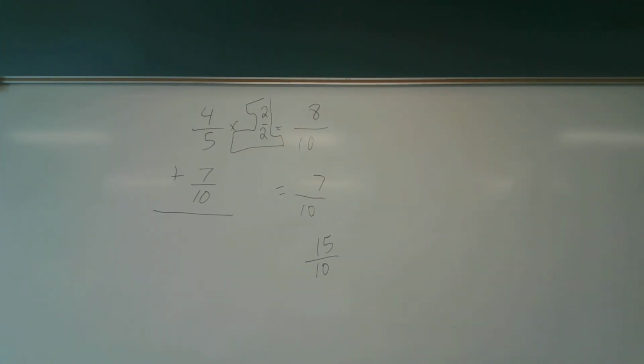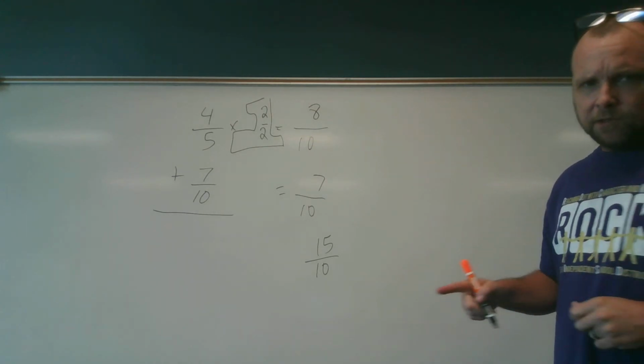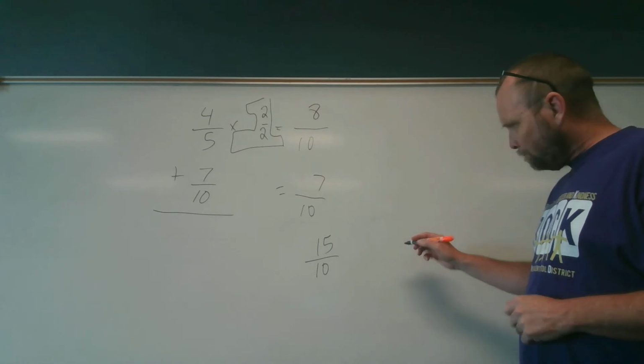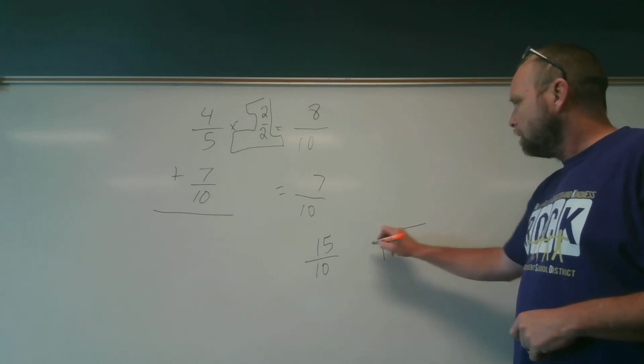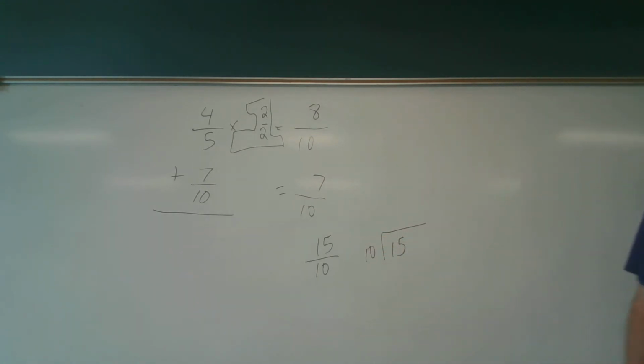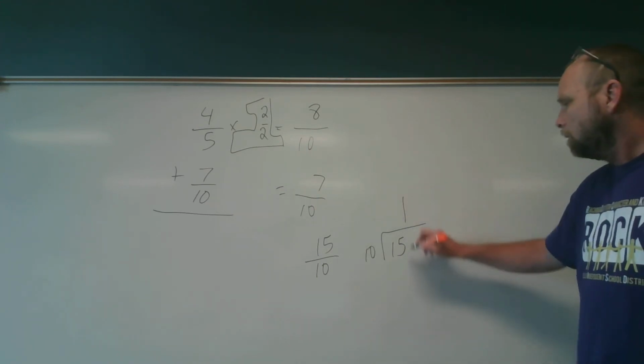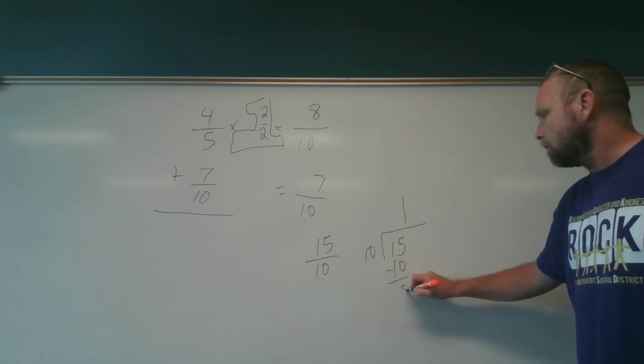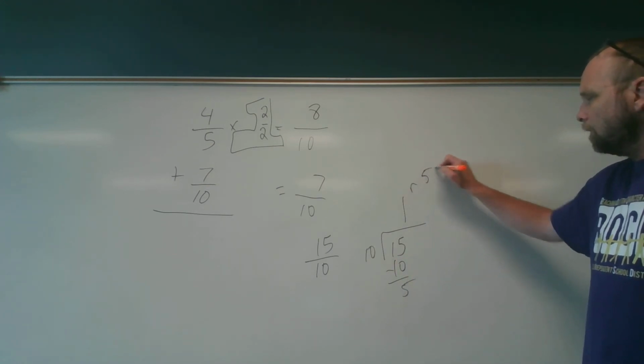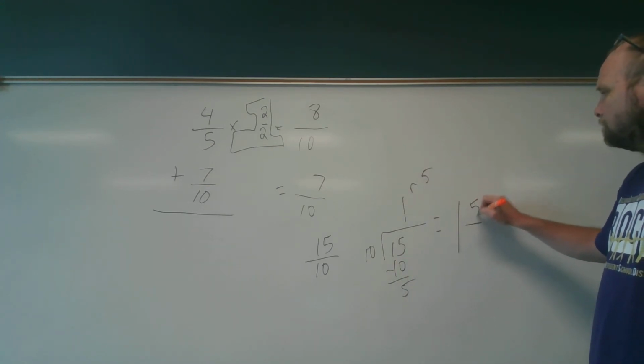Macy, what is wrong with fraction 15/10? It's improper. So we do like Matilda told us, 15 divided by 10. Macy, how many times does 10 go into 15? 1. Macy, what's my remainder? 5. So this would be 1 and 5/10.